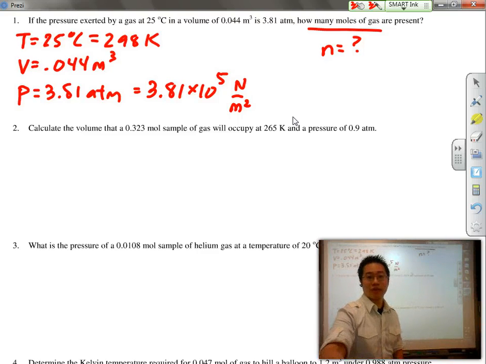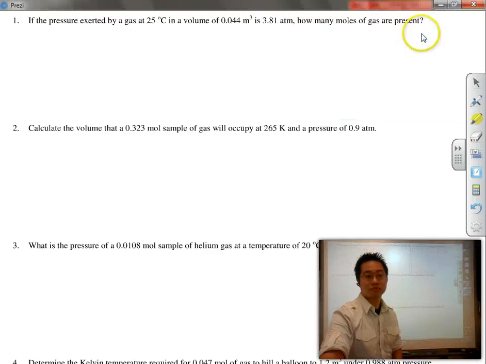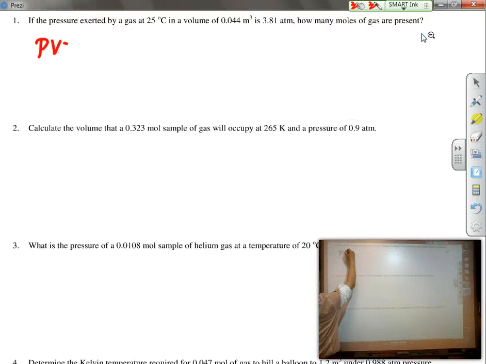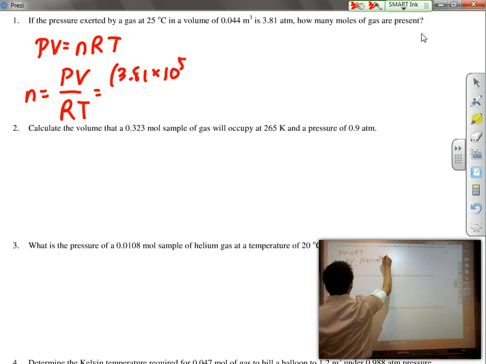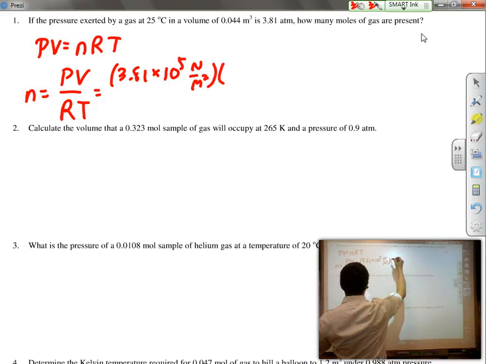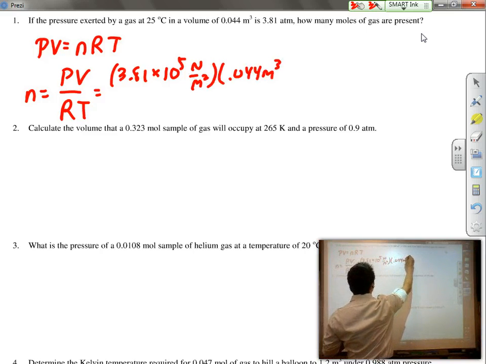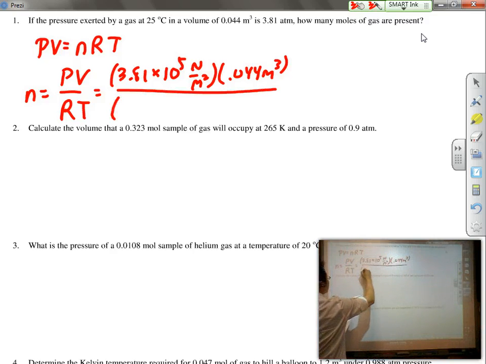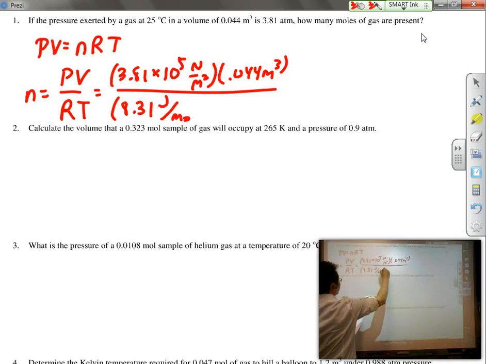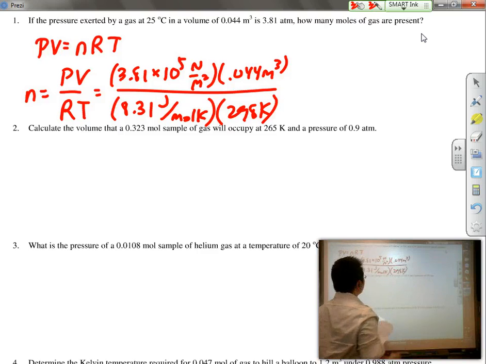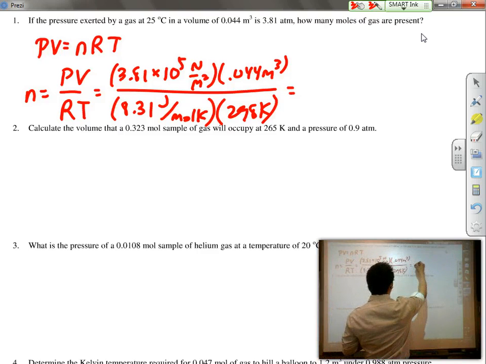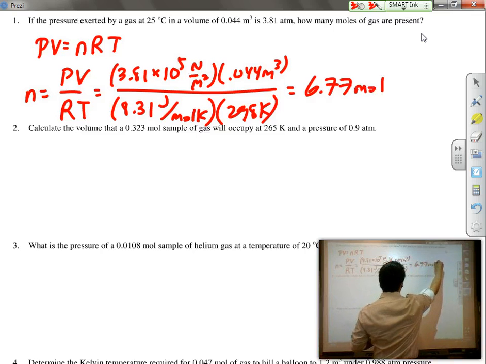So if we take this and we plug it all in with the formula PV equals nRT, we can see that N is equal to PV over RT, which is equal to 3.81 times 10 to the fifth newtons per meter squared times 0.044 meters cubed divided by 8.31 joules per mole Kelvin times 298 Kelvin, and the unit you're left with is moles, and you're left with 6.77 moles.